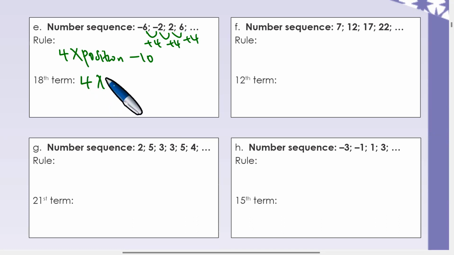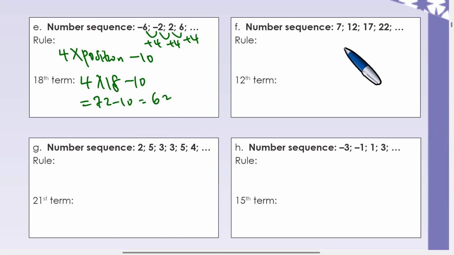So what is the 18th term? The 18th term is going to be 4 times 18 minus 10. What is 4 times 18? 72. Very well done. Minus 10 is what? 62. Good. So this is exactly 72 minus 10, which is 62. Let's look at this one.